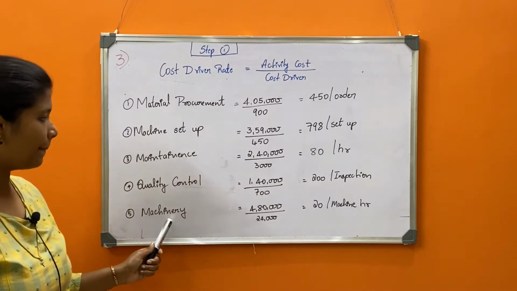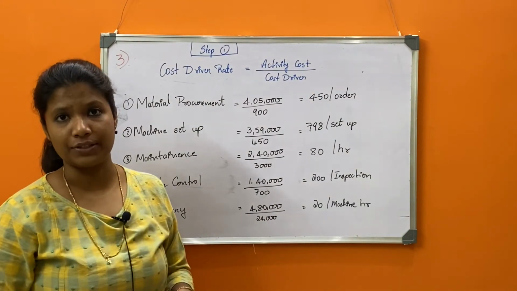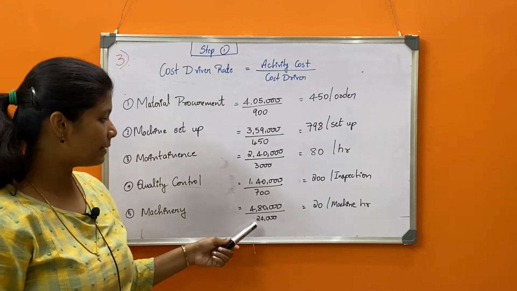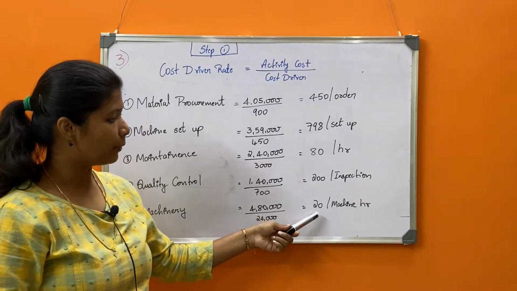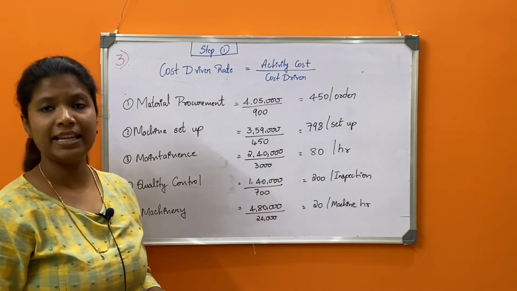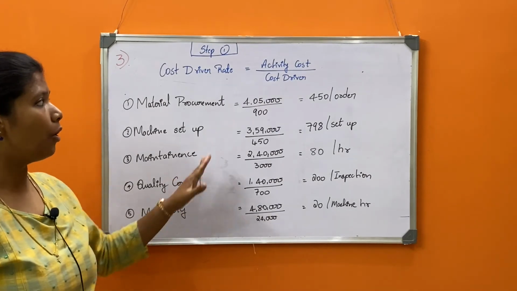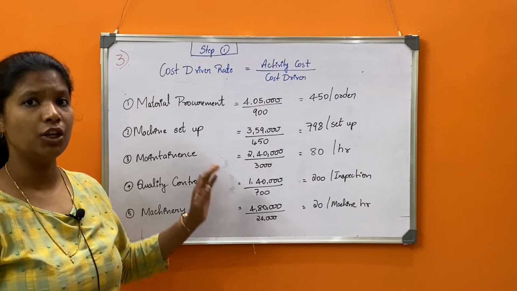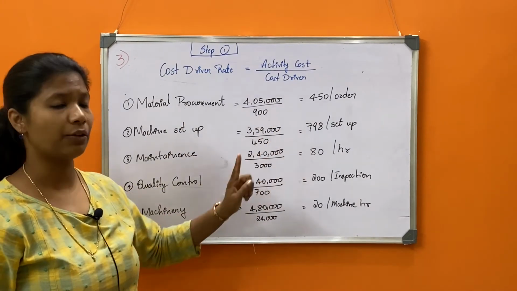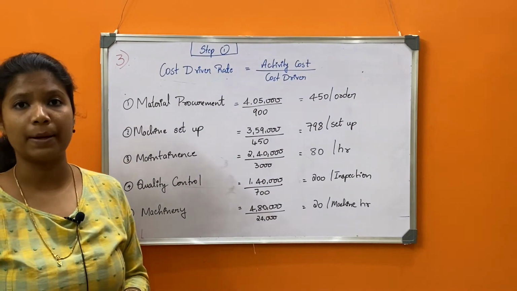The last one, machinery. The total cost was 4,80,000 divided by machine hours, which is 24,000 hours. So you get the rate of 20 every machine hour. So very simple. All the values are given in the question. You need to divide it and find out the rate. So step 1 is complete. Let's move on to step number 2.